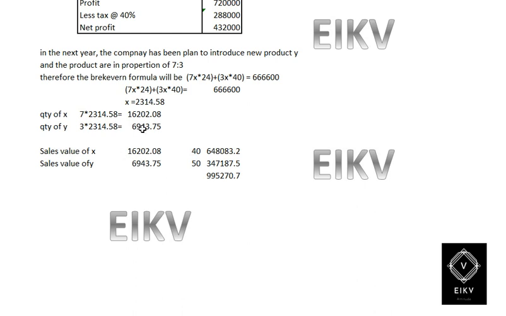When we get the quantity, we just need to multiply it with the per unit sales price, that is 60,202 into 40 and 69,403 into 50, which will give an amount of 6,48,088.2 and 3,47,187. Therefore, the sum total will be 9,95,270.7.